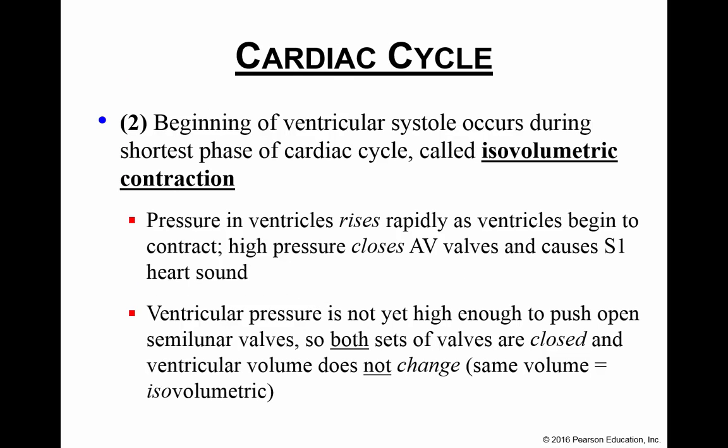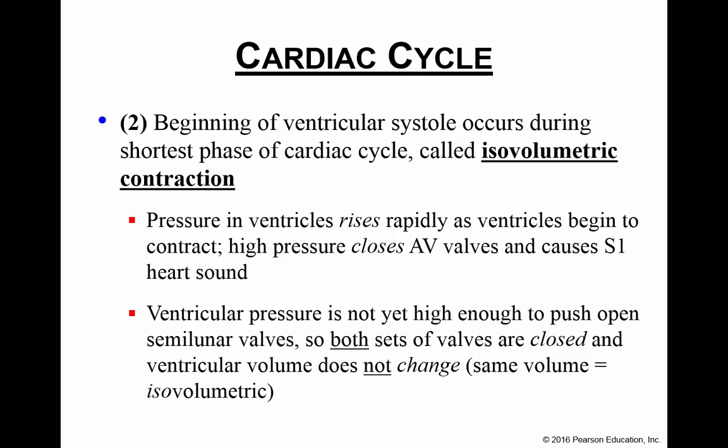Then we start ventricular systole, and this is very quick, and we call the very beginning of this the isovolumetric contraction. Okay, the pressure in the ventricle is going to rise because the ventricles are starting to contract. That closes the AV valve and makes the first heart sound, that lub. But the pressure in the ventricles is not high enough yet to push open the semilunar valves. So you've got both the AV valve and the semilunar valves, they're all closed.